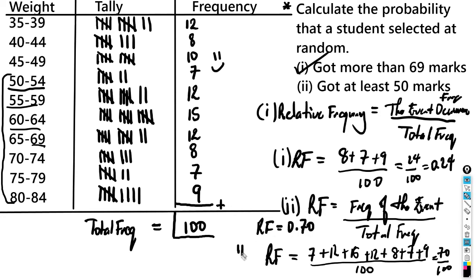All right, guys, cool. So we can see the hard part about this is just counting off each of the values, and everything else is a breeze. You just have to use the relative frequency formula, which is the frequency of the event over the total frequency. And you have to read the question properly. If you got more than 69 marks, clearly it's this set. And if you got at least 50 marks, clearly it's this set of data, right?